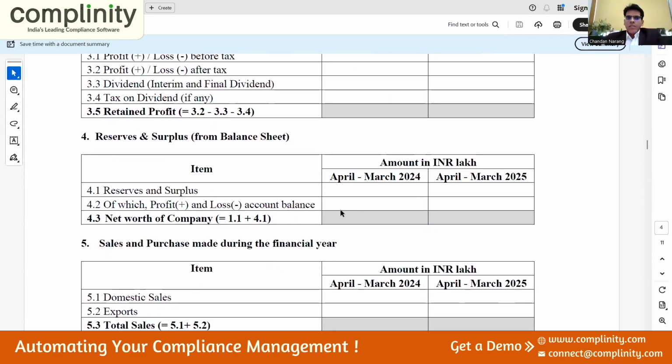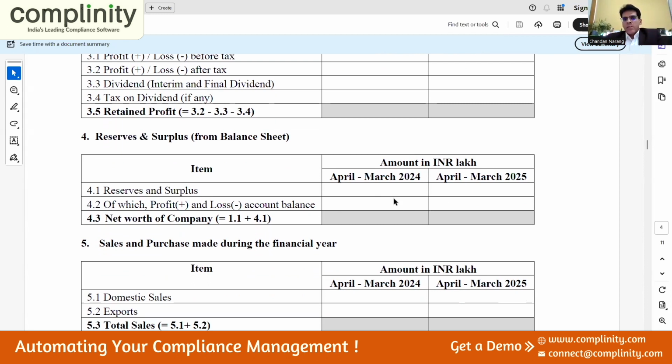Then you have to mention reserve and surplus from the balance sheet. So this reserve and surplus as coming in your balance sheet, including the accumulated profits, if any, or accumulated losses, whatever, you have to mention here. So this includes all your reserves, securities premium, P&L balance, etc. Out of which you have to mention the P&L balance separately also here, right?